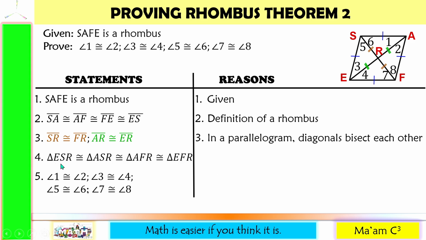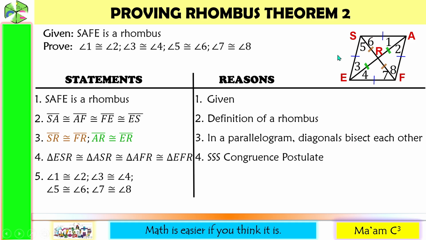For instance, we have triangle ESR. So meaning, 1 tick mark, 2 tick marks, 3 tick marks is congruent with ASR. 1 tick mark, 2 tick marks, 3 tick marks. Congruent with triangle AFR. 1 tick mark, 2 tick marks, 3 tick marks. And last one, congruent with triangle EFR. 1 tick mark, 2 tick marks, 3 tick marks. And that is again, side, side, side congruence postulate.